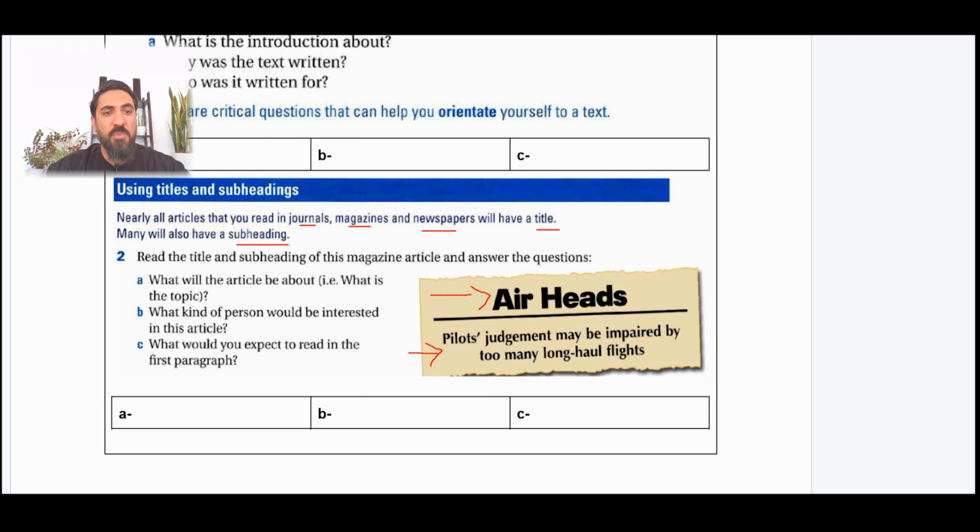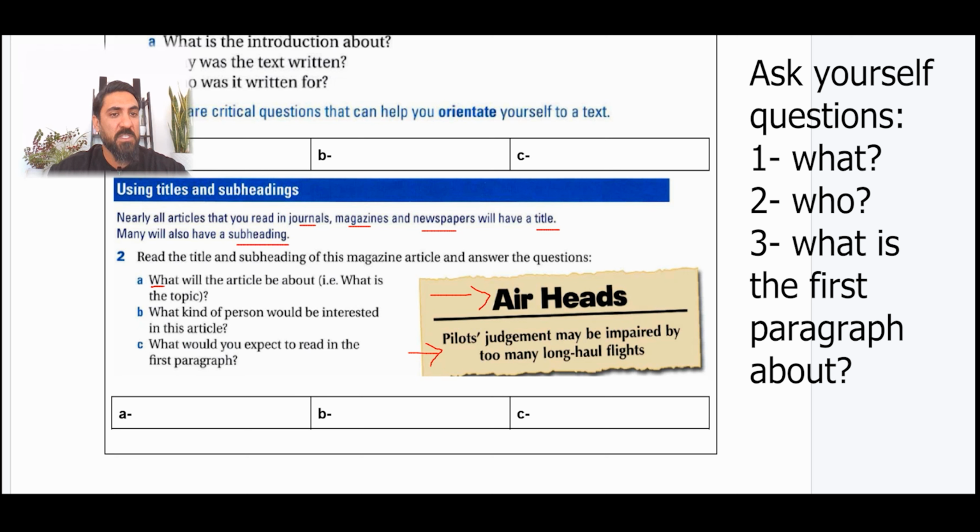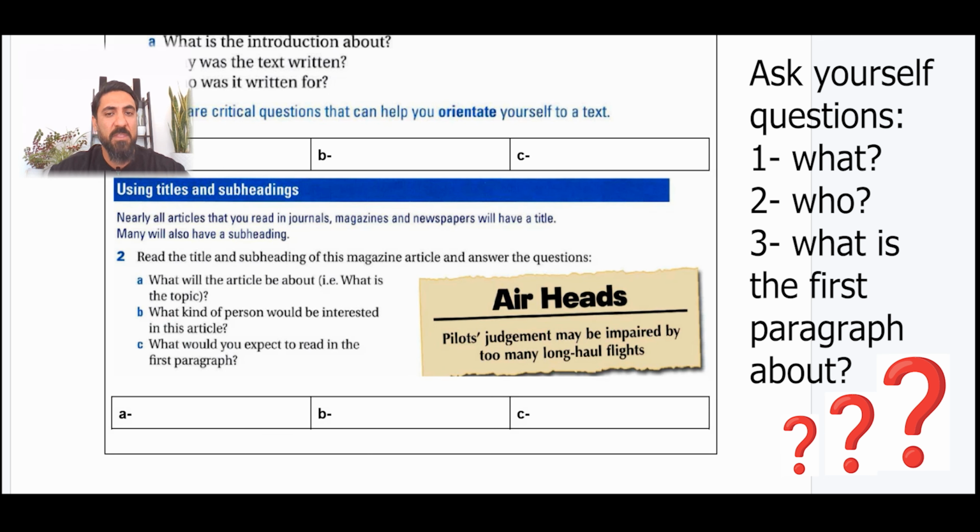When you read the title and subheading of a magazine, try to ask yourself again the 3 questions which we talked about. What is the article about? What is the topic? What kind of person would be interested in this article? And what would you expect to read in the first paragraph? That is basically some information that you can ask yourself. And when you get that idea, then it will be much easier for you. So let's go to this text.